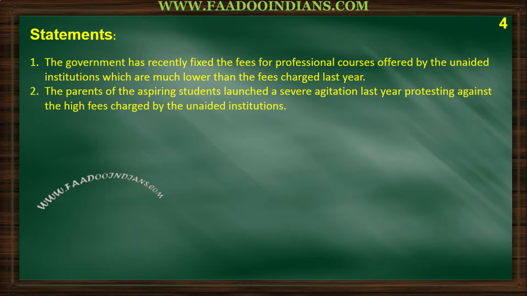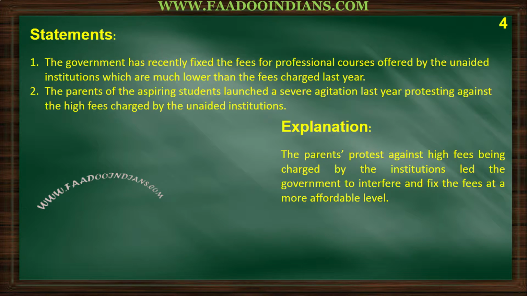Moving to the fourth question: the government has recently fixed the fees for professional courses offered by the unaided institutions, which are much lower than the fees charged last year. The parents of the aspiring students launched a severe agitation last year protesting against the high fees charged by the unaided institutions. Well, it is clearly visible here, the second is the cause of the first. Therefore, the first happened because the second happened.